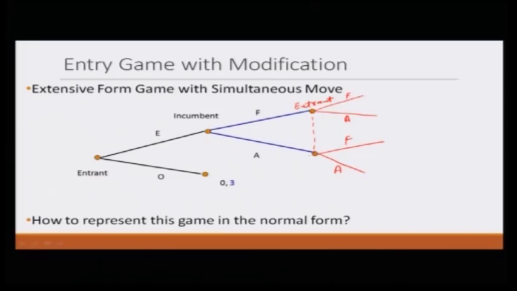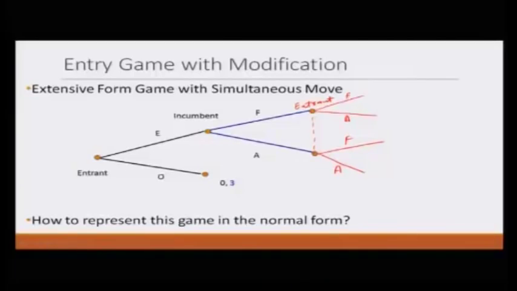Notice, whenever we have an extensive form game with simultaneous move, the game is definitely of imperfect information. Why? Because there are two nodes in the same information set. The entrant, when called upon to move in this game at this particular information node, does not know whether this particular node has been reached or this node has been reached. So, in this information set, we have two nodes. That is why the game is of imperfect information. Whenever there is an extensive form game with simultaneous move, we will have a game with imperfect information.